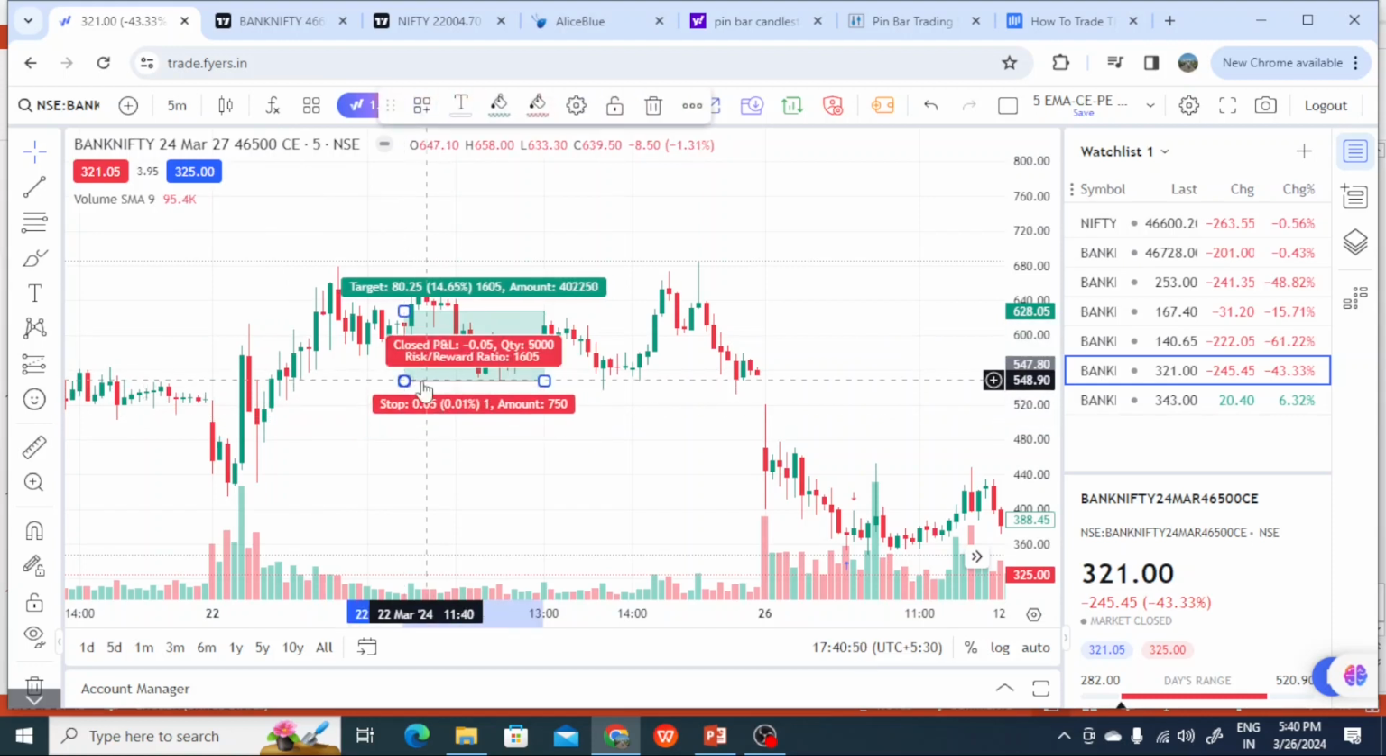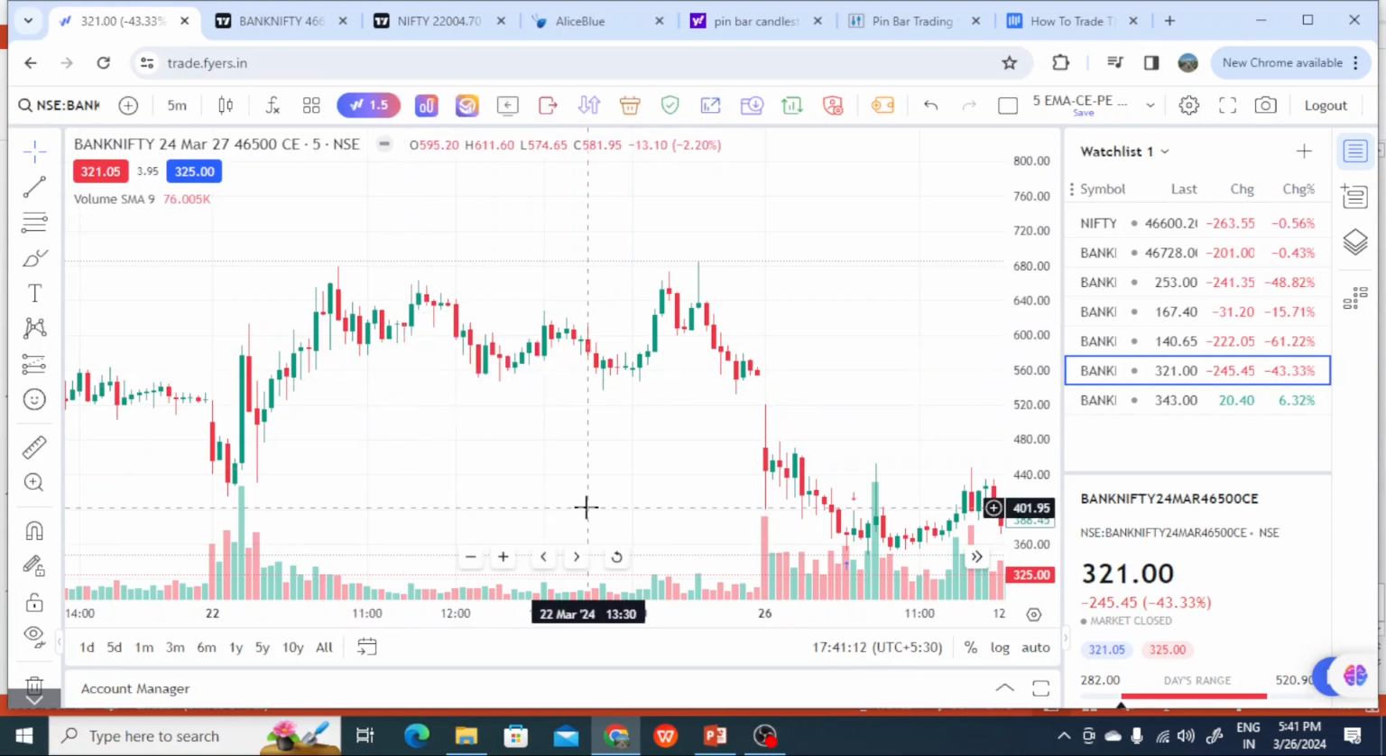Sometimes my stop loss gets hit. That's the beauty of the market. That is the strategy. Because especially in option trading, we really don't know how it's going to react in the next moment. So it's always better to trail our stop loss and trade accordingly.